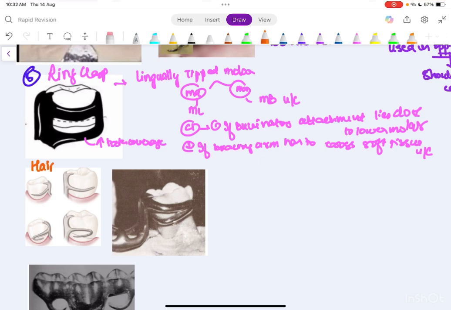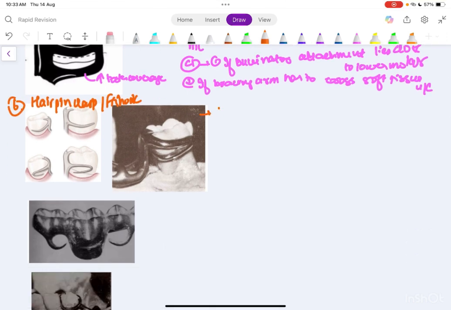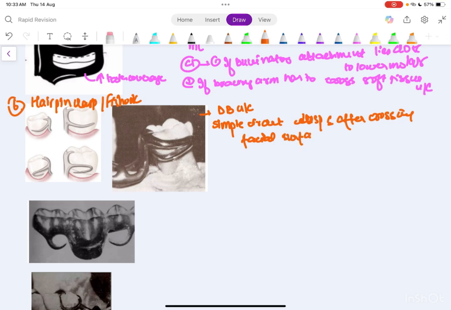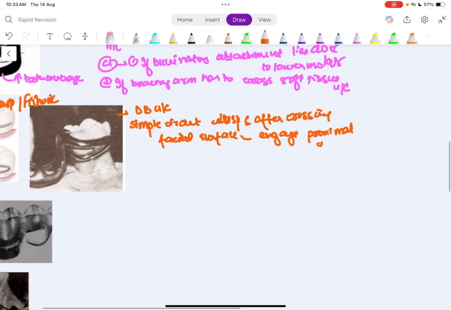Alright, now let's talk about the next one, which is our reverse hairpin. Basically it's a hairpin clasp, and it is also called as fish hook clasp. So sixth. So in this, basically it engages the distobuccal undercut. Now this is basically a simple circlet clasp which after crossing the facial surface engages the proximal undercut beneath its point of origin. See, first it covered the facial, then it engages the proximal undercut.